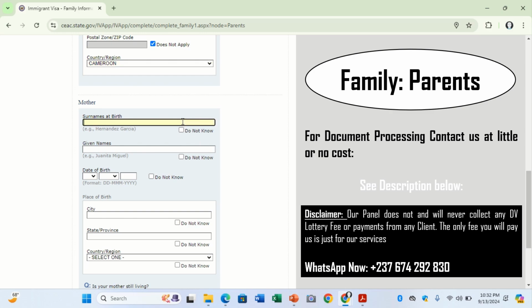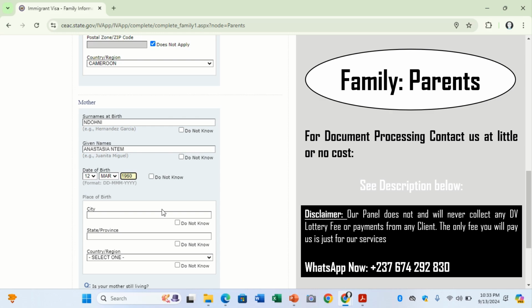And then equally the mother's name, surname at birth, because when some women get married, they change their names. So in this form, you're going to fill in your mother's name exactly as it is on her birth certificate, before she got married to your father and maybe had a name change. For example, Ndoni is the surname, and given names this. You're equally going to fill in the date of birth. Maybe you might not know it, so you can put "do not know", but it's very important to put it if you know.